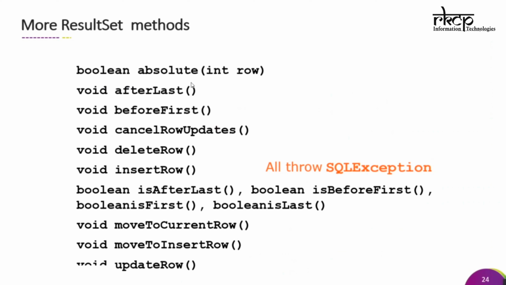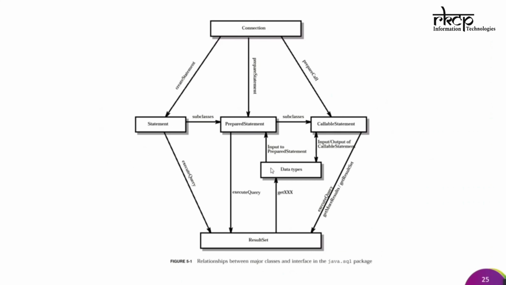There are a lot of different methods of ResultSet. If you use scrollable methods like absolute, afterLast, beforeFirst, means wherever you want to set your cursor, you will be able to set it. moveToCurrentRow, moveToInsertRow, updateRow. These are all predefined methods, and don't forget to handle SQLException. Otherwise, it will not work. Now, I hope you all are very much comfortable with this.